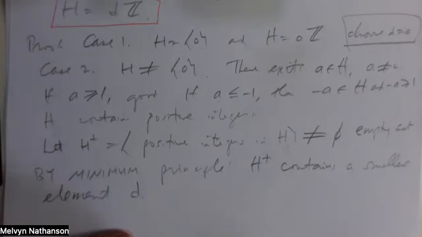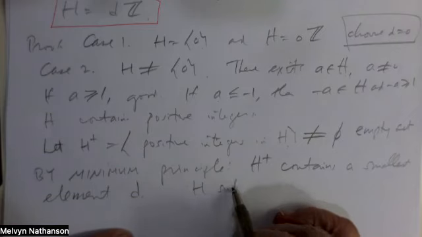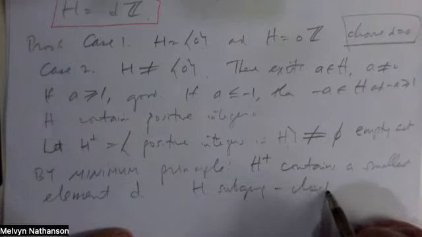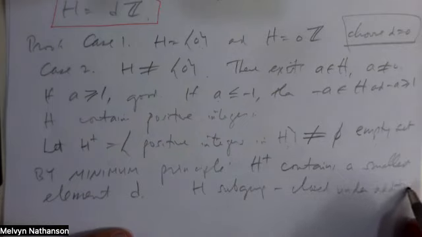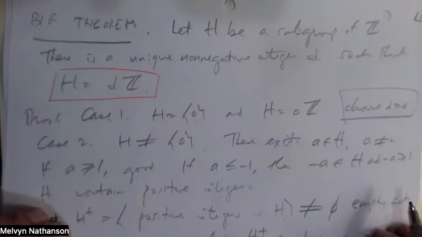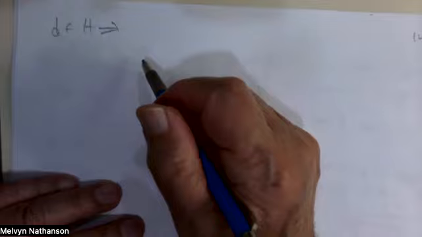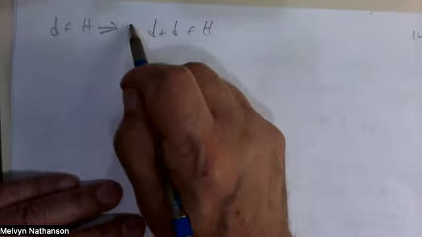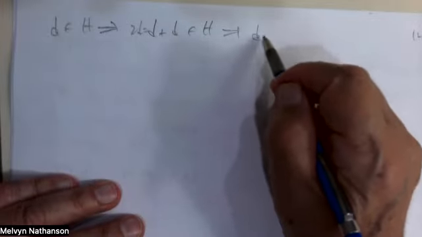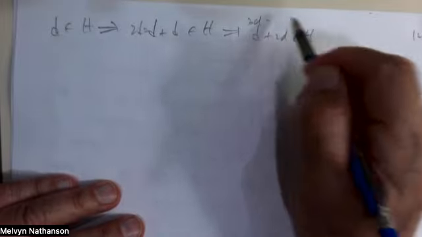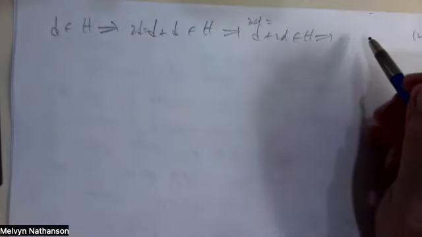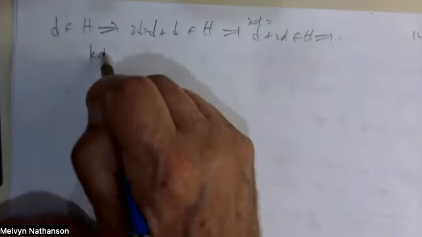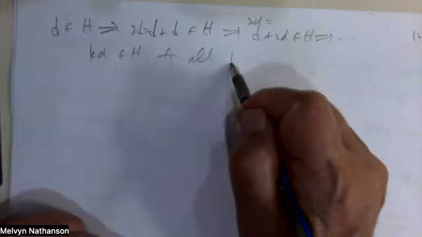Now, H is a subgroup, which means it's closed under addition. Well, if D is in H, and H is closed under addition, D plus D is in H, which is 2D. So D plus 2D is in H, which is 3D. And continuing, I can just show by induction that KD is in H for all positive multiples of D, for all k greater than or equal to 1.